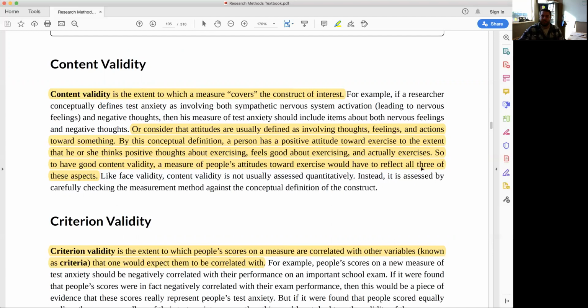You're going to ask, how frequently do you exercise, things like that. But certainly, if your goal is to have a scale that's measuring the attitude that somebody has towards exercise, you need to make sure that you include questions that deal with their thoughts about it, questions that deal with feelings about it, and questions that deal with their actions or behavior towards it.